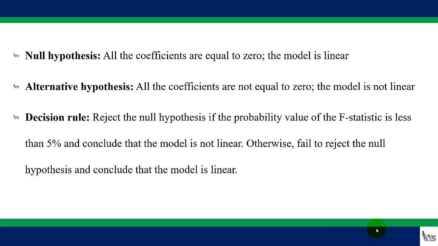And the decision rule is very simple and straightforward. Reject the null hypothesis, which states that the model is linear, if the probability value of the F statistic is less than 5%, and conclude that the model is non-linear. Otherwise, fail to reject the null hypothesis and conclude that the model is linear. So what you just need to look at when you have the results is the probability value of the F statistic. If it is greater than 5%, it means that the model is linear. But if it is less than 5%, that shows that the model is not linear.